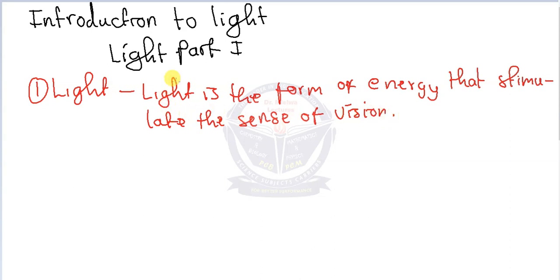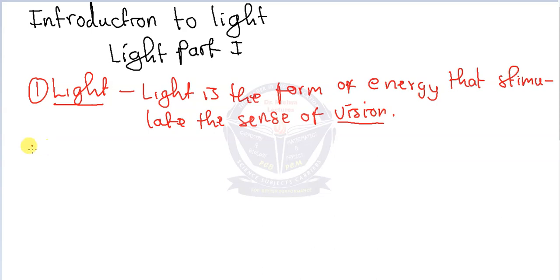Light, or mwanga, is a form of energy that stimulates the sense of vision. It makes objects able to be seen. So this one is one of the forms of energy.